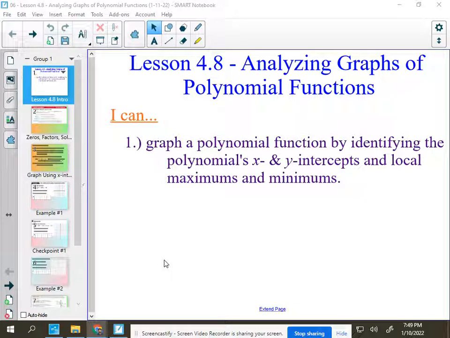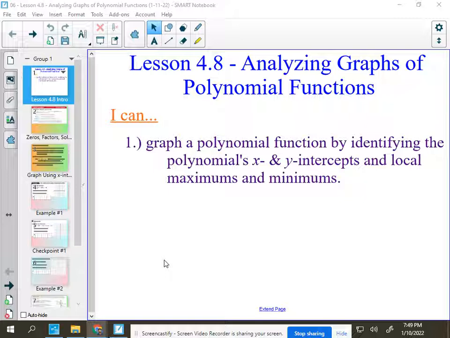All right, welcome to lesson 4.8 notes, advanced algebra, analyzing graphs of polynomial functions. Sounds crazy, it's the last lesson of chapter 4. It's a good summary lesson. It puts a lot of skills together, not as much as some of the other ones. I actually think it's a good way to finish.